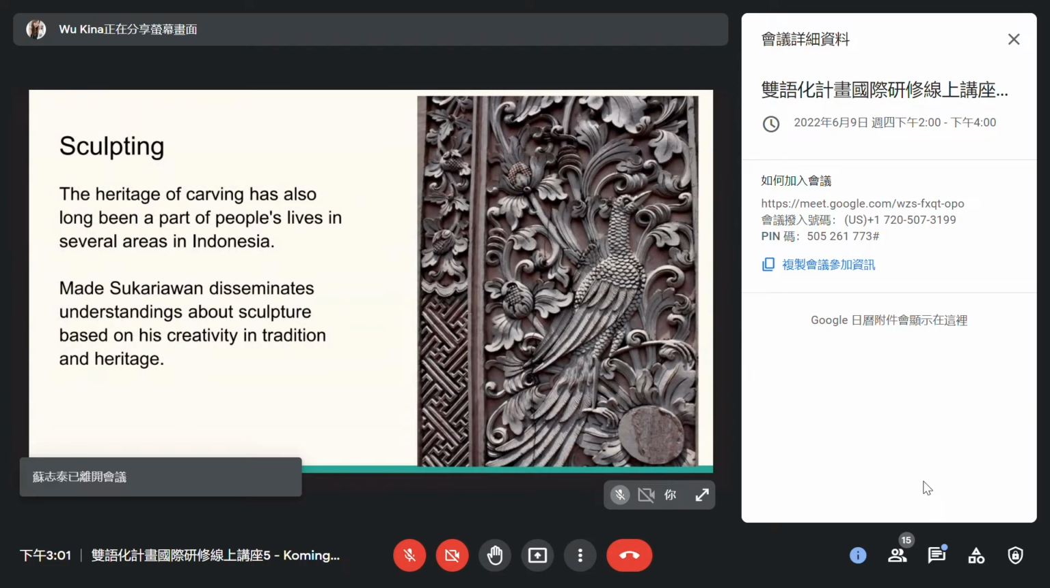Okay, now it comes to Pak Made's specialty. It's sculpturing. It's one of these heritages, which has long been a part of people's lives in many areas of Indonesia, including Java, Bali, and also Pak Made Sukaryawan, whom I just mentioned. He disseminates understanding about sculptures based on his creativity in tradition and heritage. My topic here is heritage, and how we can collaborate with people in Taiwan, or students who want to learn about Indonesian art and culture here. If you have further questions for Mr. Made, please turn on your microphone and he will answer. Honestly, I'm not a specialist in wood carving, so you can send a message to Pak Made.